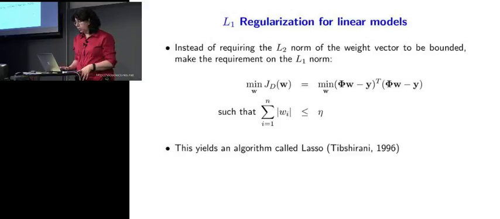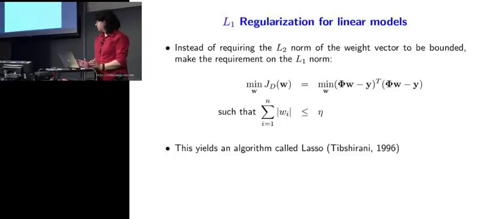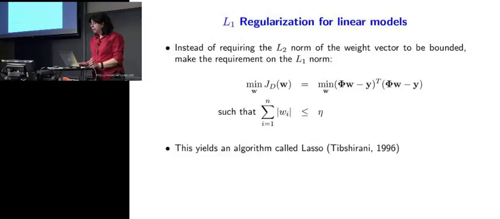And so the picture for that is that we're going to have a little diamond shape around the origin, and we would like the weights to be somewhere inside of this diamond. So we say this by imposing these absolute value constraints, the sum of absolute values of the weights being smaller than some regularization constant. This yields an algorithm called lasso and all its friends that are used in the statistics community.